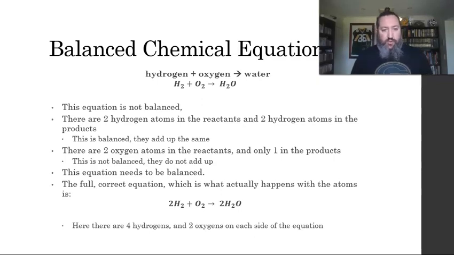There are 2 times 2, 4 hydrogens on the left, on the reactants. 2 times 2, 4 hydrogens on the right. That's great. 2 oxygens on the left, and now we've got 2 times 1 oxygens on the right. Perfect. So 4 hydrogens, 2 oxygens on each side. That equation is now balanced. That adds up. It's all good. Everybody's happy.